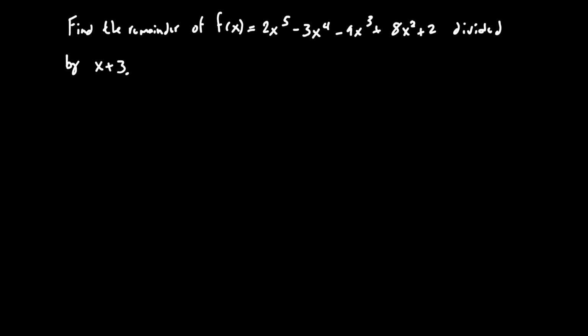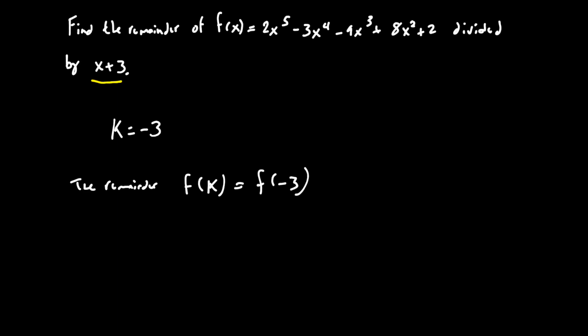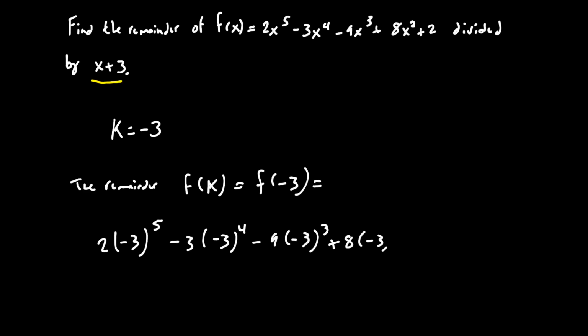First, let's find the remainder of f of x divided by the term x plus 3. Now, since we're given x plus 3, our k in this case is going to be equal to negative 3. And recall, by the remainder theorem, the remainder is given by f evaluated at k, which is equal to f evaluated at negative 3. Plugging this in, this is going to be equal to 2 times negative 3 raised to the 5th, minus 3 times negative 3 raised to the 4th, minus 9 times negative 3 raised to the 3rd, plus 8 times negative 3 raised to the 2nd, plus 2.